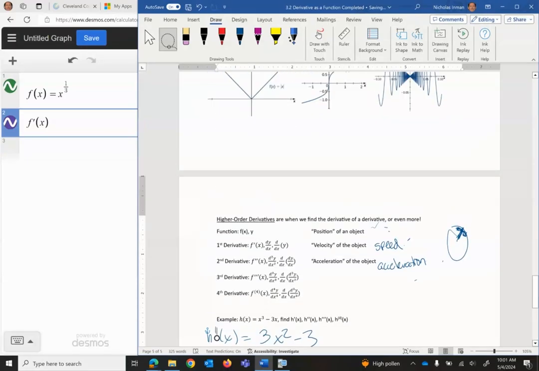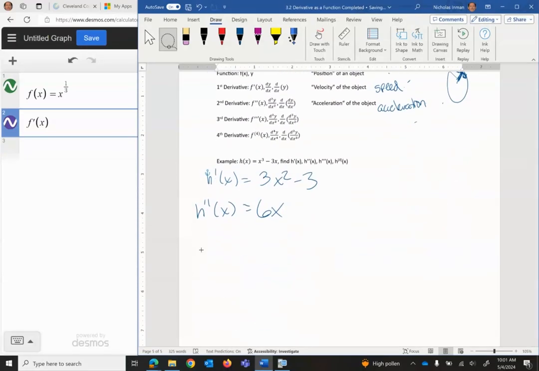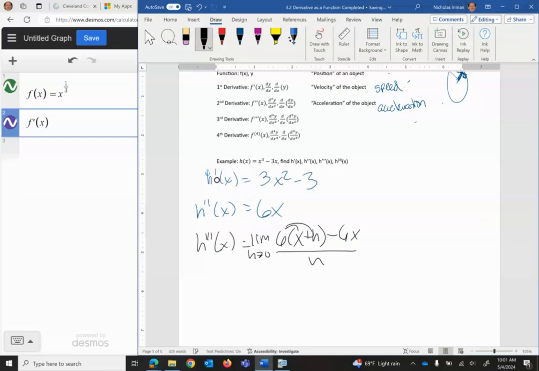Our third derivative, 6 times x plus h, minus 6x, over h. Well, this one's really easy. 6x plus 6h minus 6x. So that's just 6h over h. That's just 6.